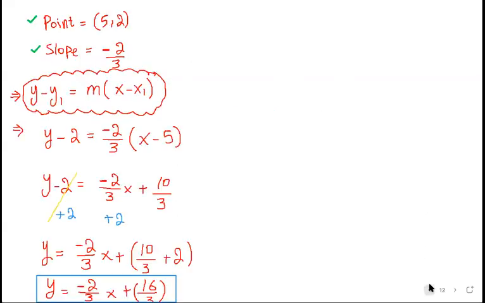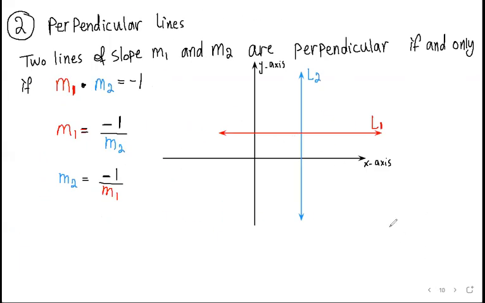Now for perpendicular lines, if I have the slope, to find the slope for the original one, I just equal -1 over the slope of the perpendicular line. So my slope is equal to -1 over the slope of the perpendicular. This is the formula. You use it.